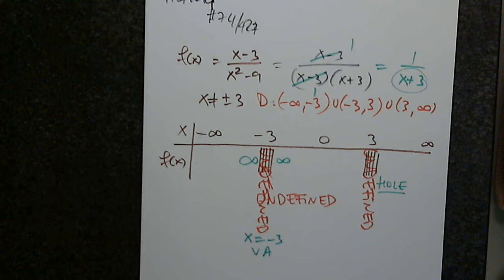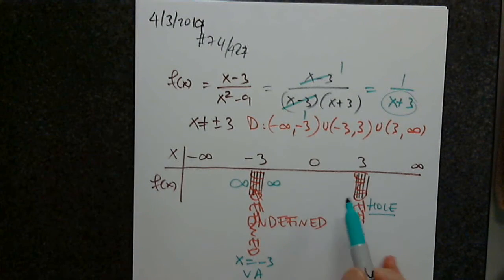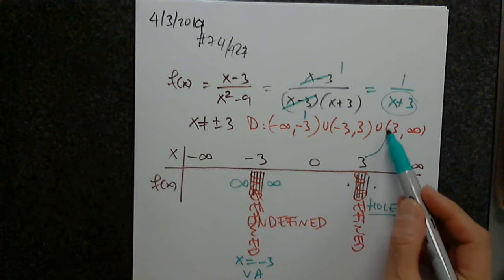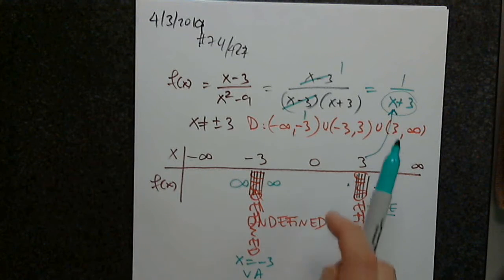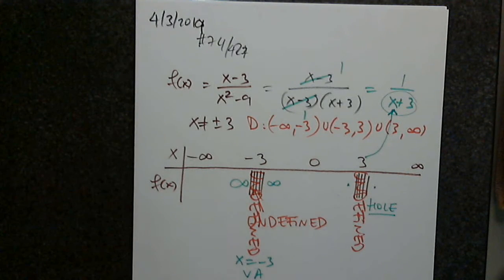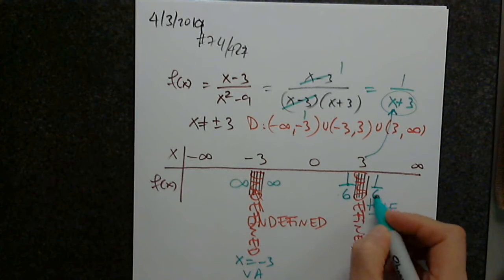I don't know the signs. But now, in order to determine what happens left and right of the hole, I have to plug in 3 in the simplified form. When I plug in 3 in the simplified form, what do I get left and right? Please evaluate for 3. 1/6, very good. That's it.